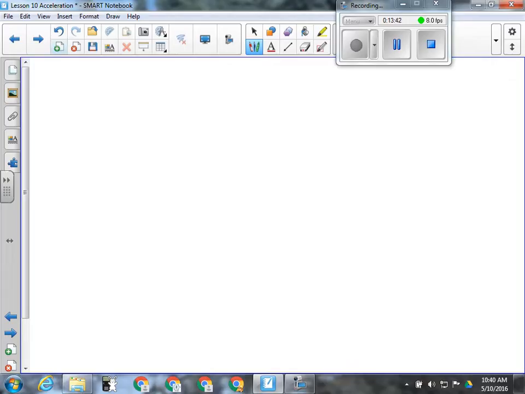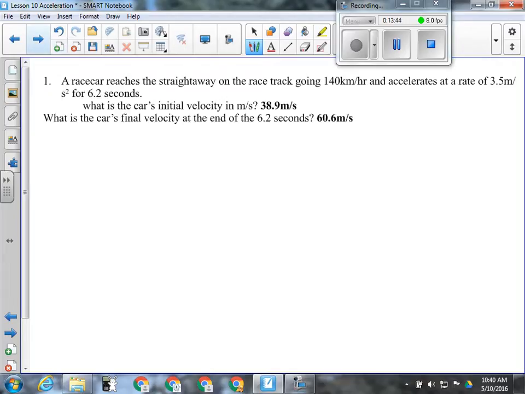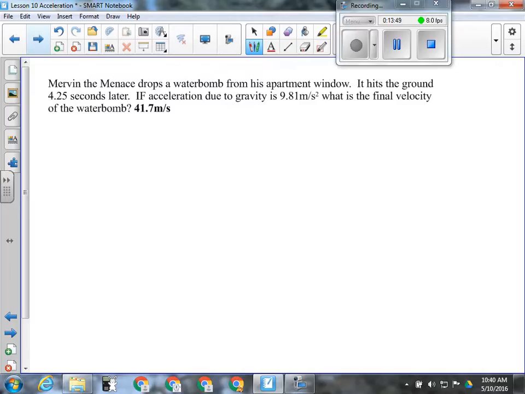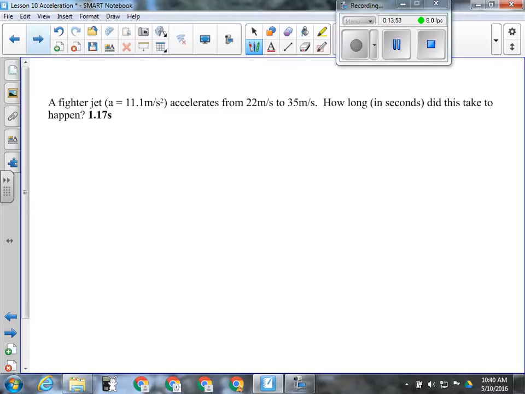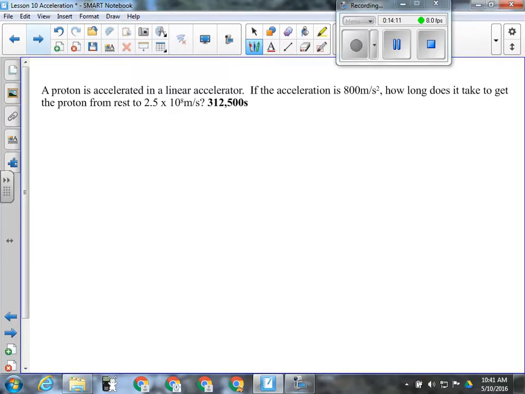So the first question on that sheet, guys, was this one. We did this one in class about the race car. And I think we did this one in class too, with the guy dropping the water bomb. I don't think we did many others after that, but are there any that have been giving you trouble that you'd like to go over right now? Hey, 4, yep. Is that this one, the proton?